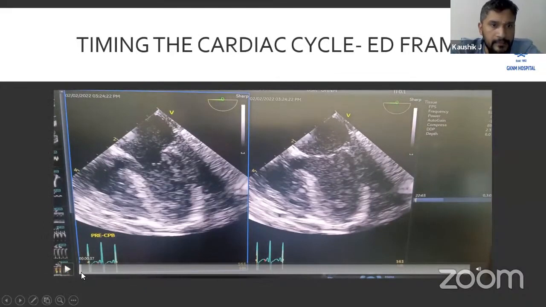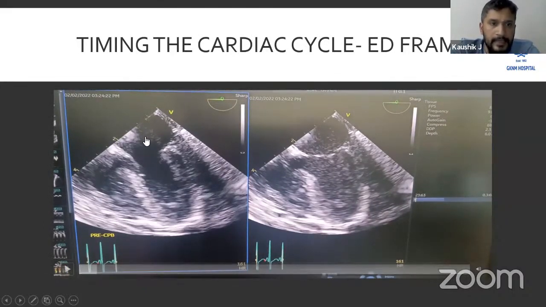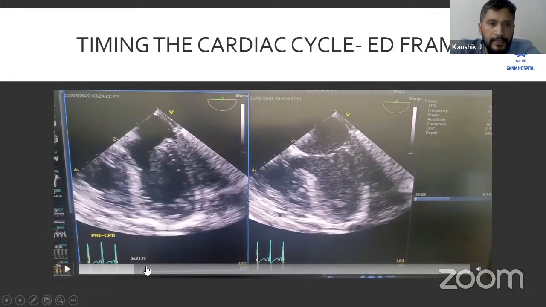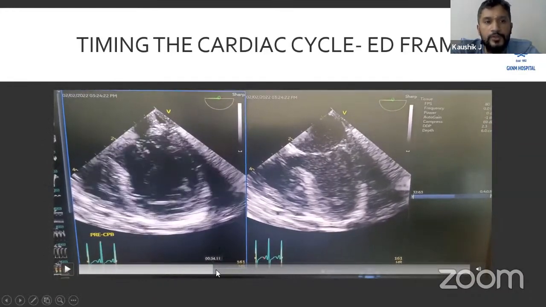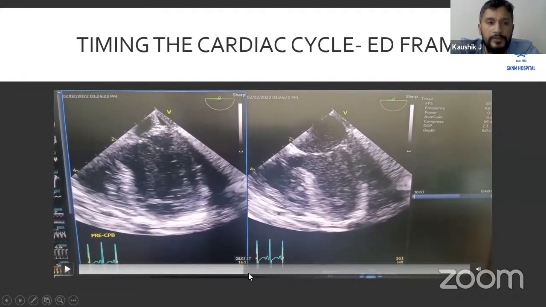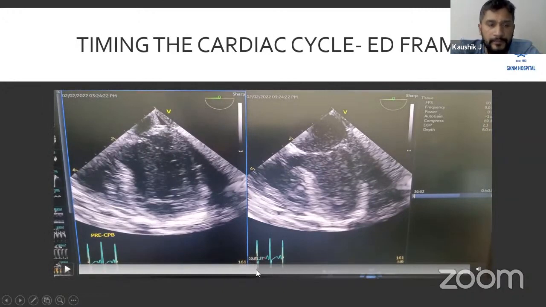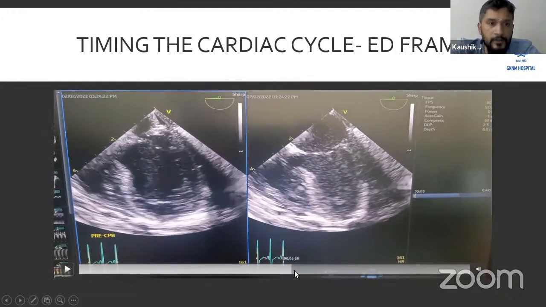So we can see that here the mitral valve is slowly opening up, and this is the LA, this is the LV. Mitral valve is slowly opening up and it's allowing the LV to fill with volume. You can see the LV distending, then the mitral valve slowly comes to closure. So the window we need so as to call it the end diastolic frame would be the frame just before the mitral valve closes.